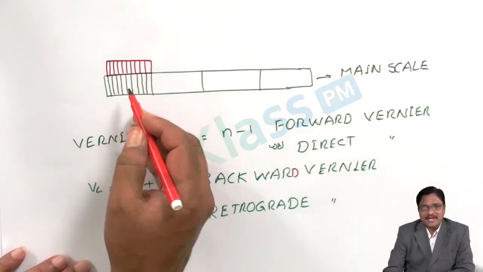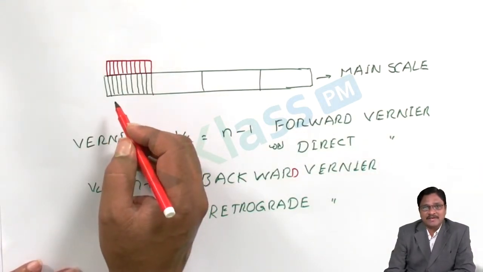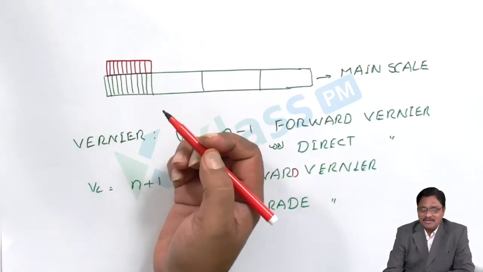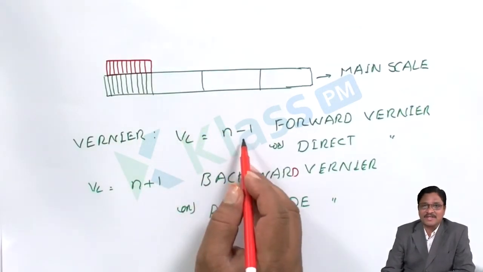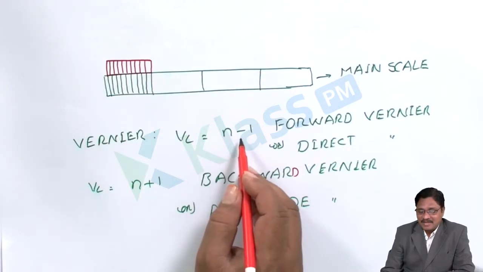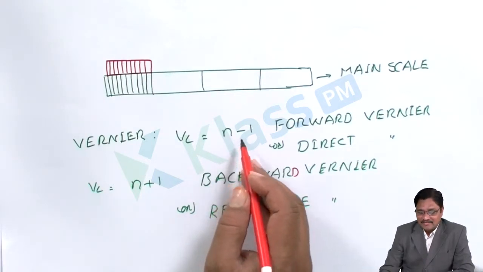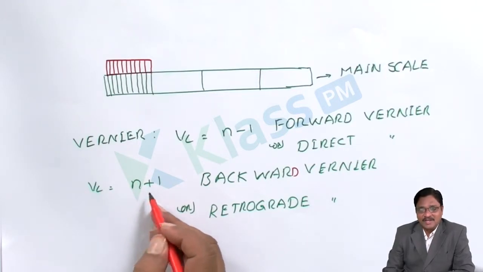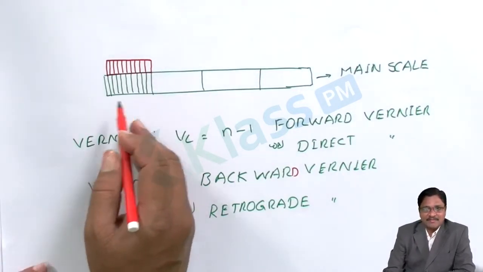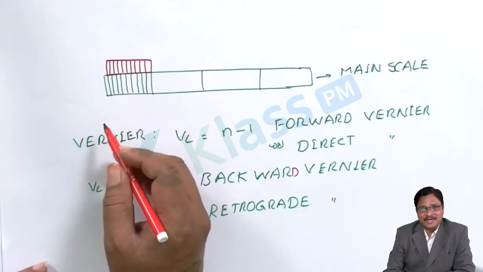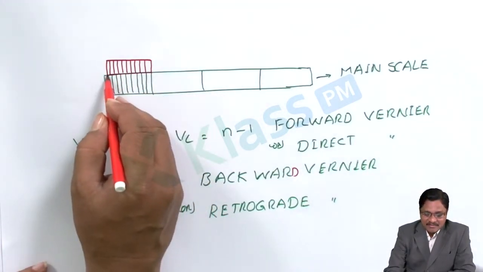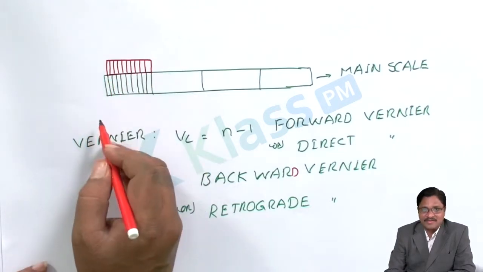Now, how does the retrograde Vernier differ? The only difference from forward to retrograde is the number of divisions considered for the Vernier length. Here we took n minus 1; when considering the retrograde Vernier, we take plus 1 division. I am considering the same scale here, but when we discuss the problems we will do them separately. This is just a comparison of the differences. Here we considered 1 less than the number of divisions.